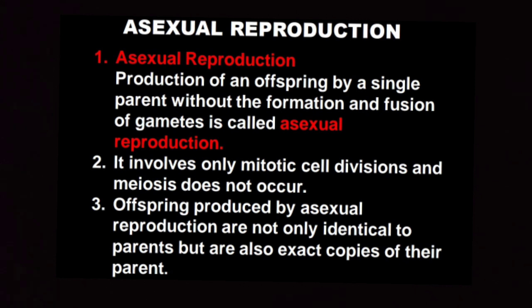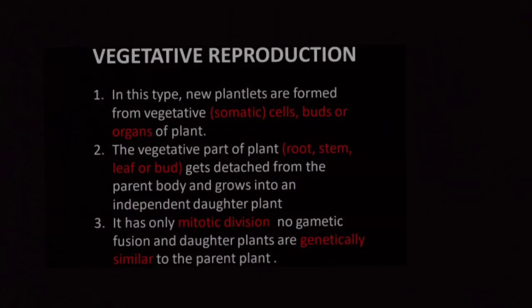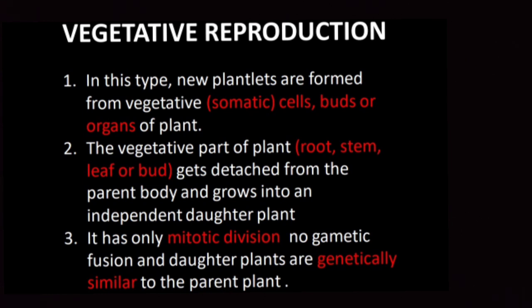Next one is corolla. The corolla is the second accessory whorl consisting of petals. The petals of the corolla are usually variously colored and of delicate structure. The primary function of the corolla is to attract insects for pollination and also to protect the essential organs.